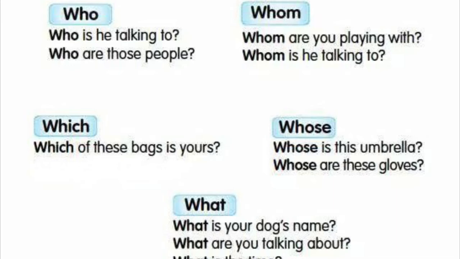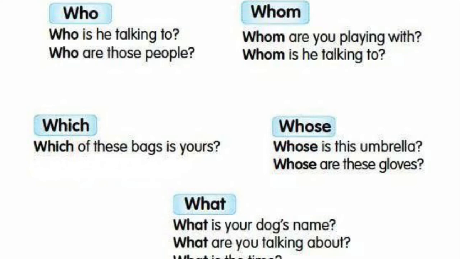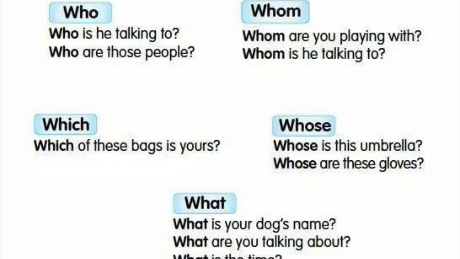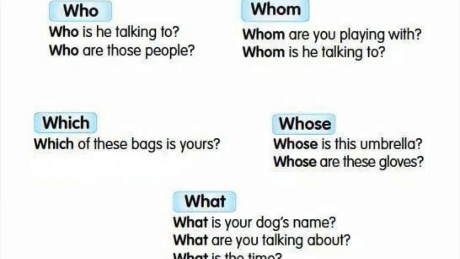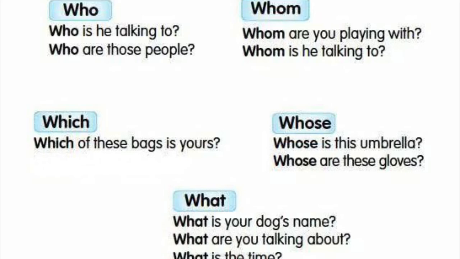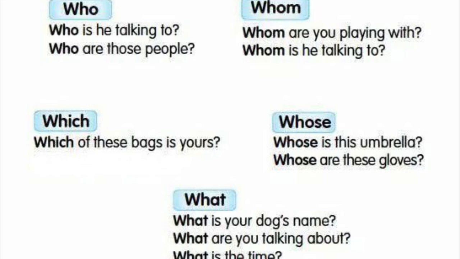Who is he talking to? Okay, who are those people? Whom are you playing with? Whom is he talking to? Okay, which of these bags is yours? इनमें से कौन सा बैग आपका है? As we have discussed, which is used for things. Okay, which of these bags is yours?